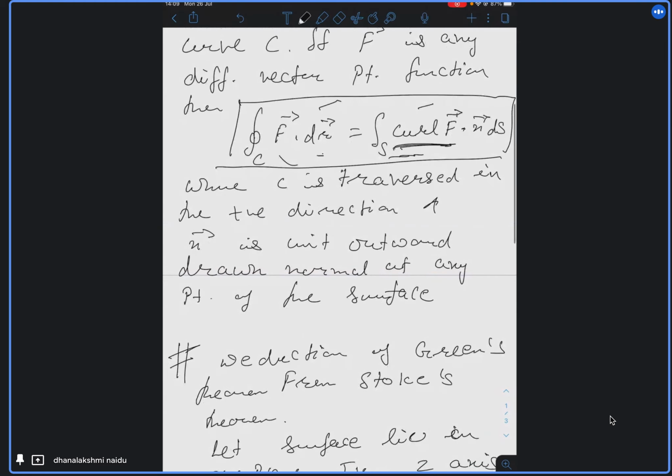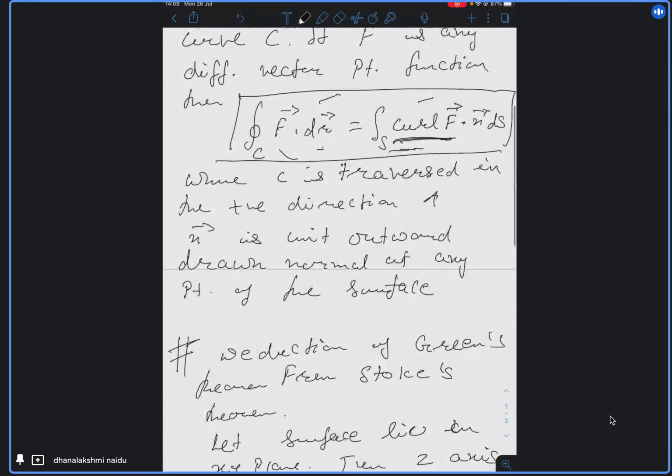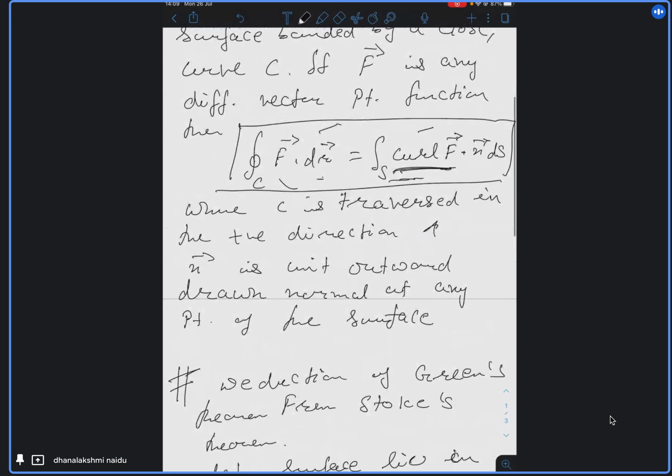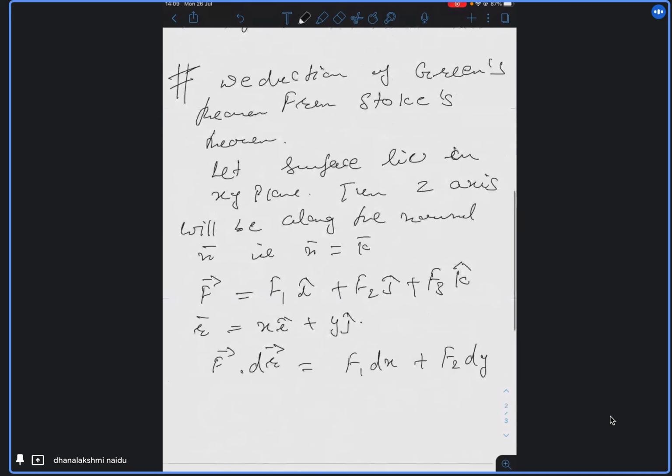So f bar dot dr bar we have calculated. Now we need to calculate curl of f bar. This whole thing we should be able to write in terms of Green's theorem statement itself. So f bar dot dr bar we have calculated, which is f1 dx plus f2 dy. Is it not the statement for Green's theorem you had? M dx plus N dy, where M and N are the functions of x and y. Okay, so instead of M and N, here f1, f2 you have. So this one part we had.